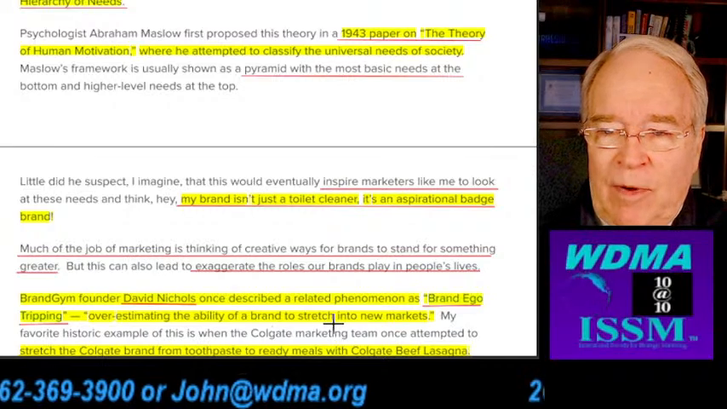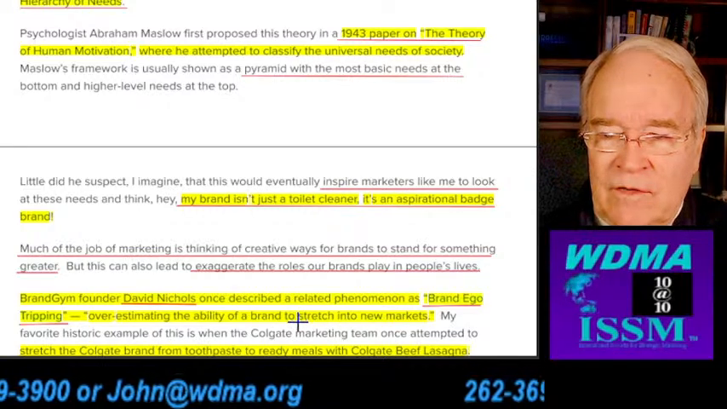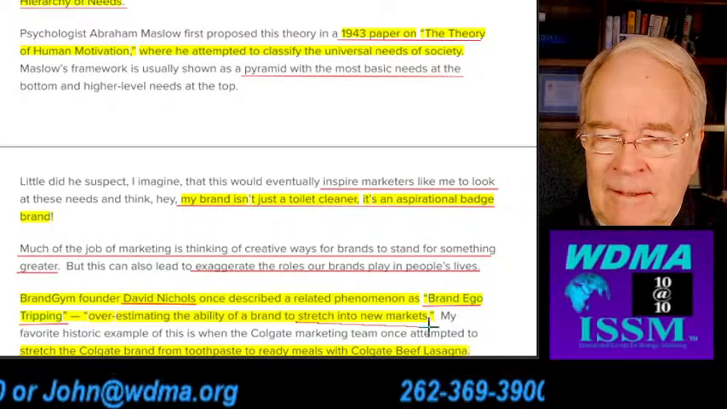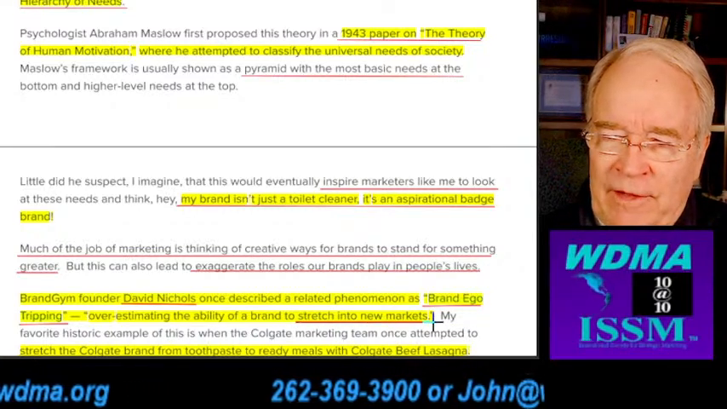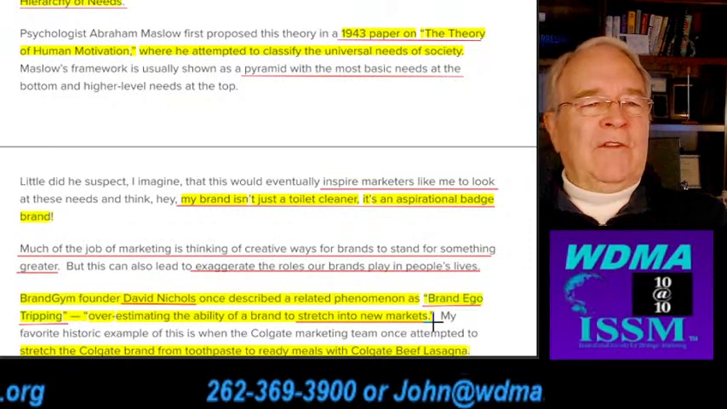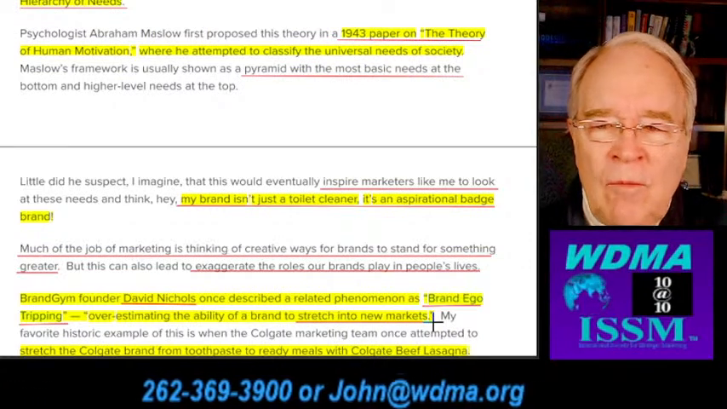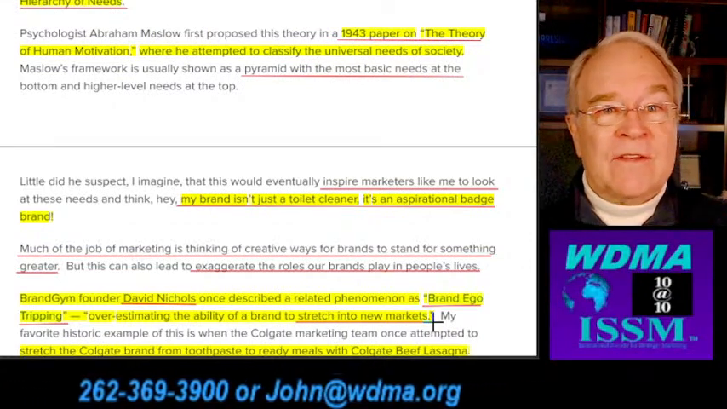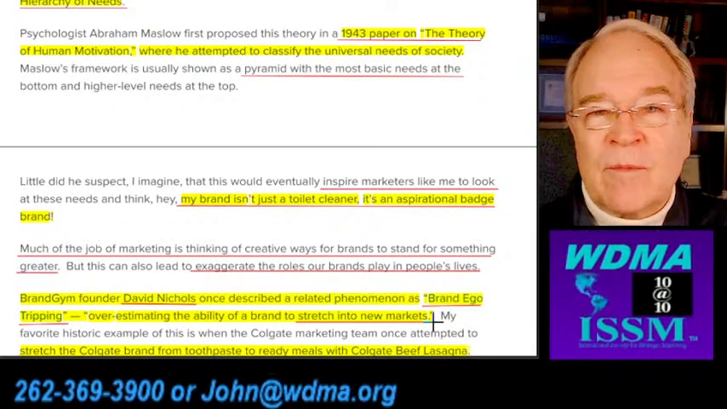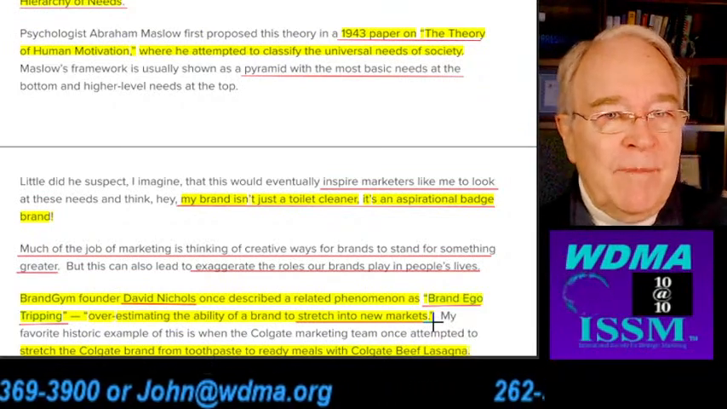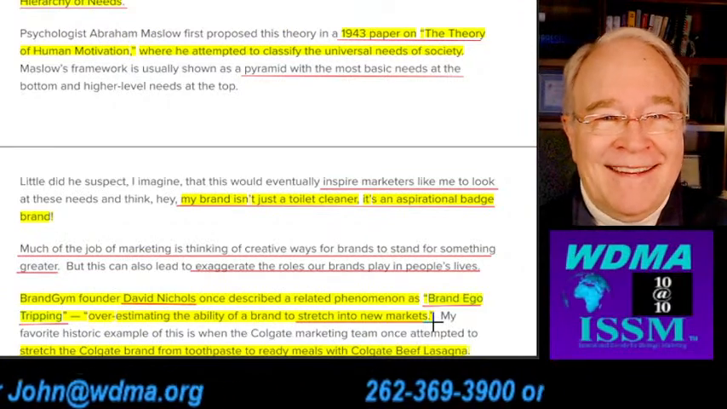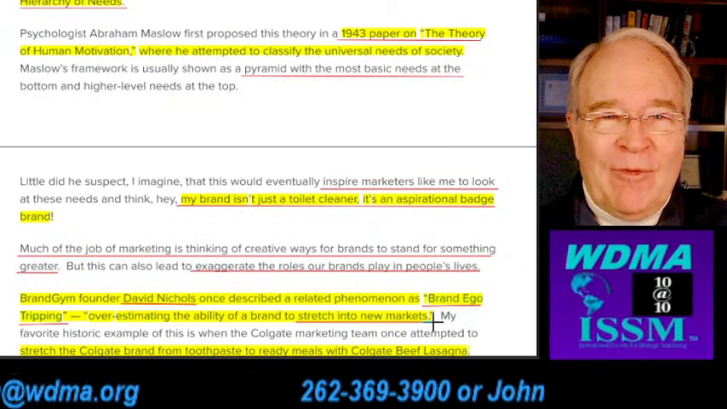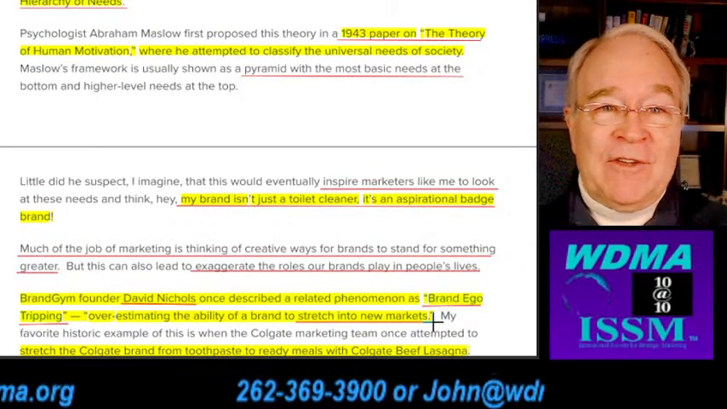Overestimating the ability of a brand to stretch into new markets. And we've tried. There's the other theory that it's easier to sell more to an existing client or customer than it is to find a new customer. It's not always true. It can be much easier, especially if your product isn't that great. No one wants to come back for more. So you're better off just finding new customers.